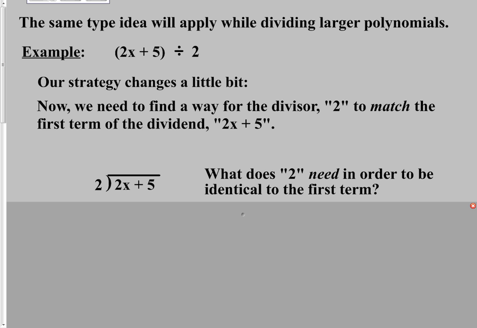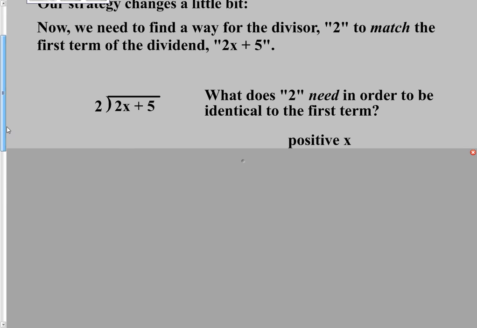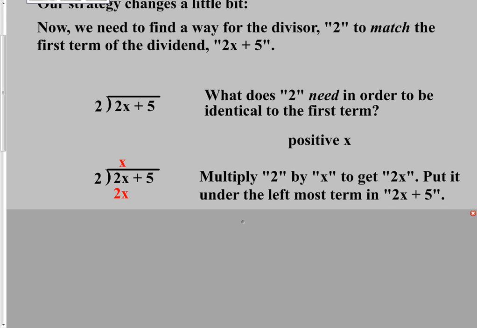That's a 2x. So the question we're asking ourselves is, what does a 2, which is the divisor, need in order to be identical to the first term? Well, the first term is a 2x, and the divisor already has the 2. So what do we need to finish that off? We need an x. If we were to multiply by a positive x, that would give us 2x, and that's what we're hoping for. So multiply 2 by x, and that will give us 2x.